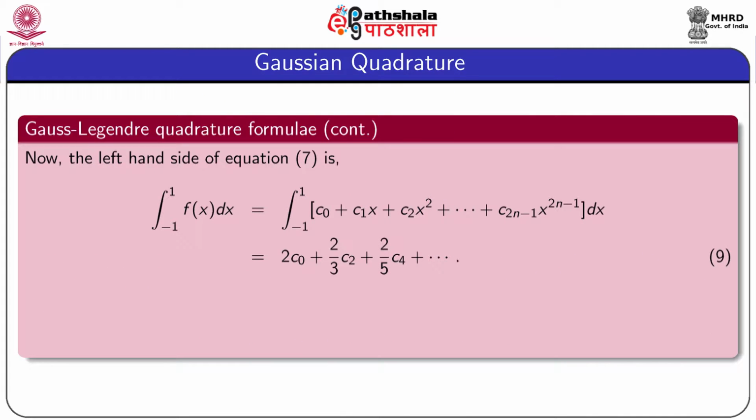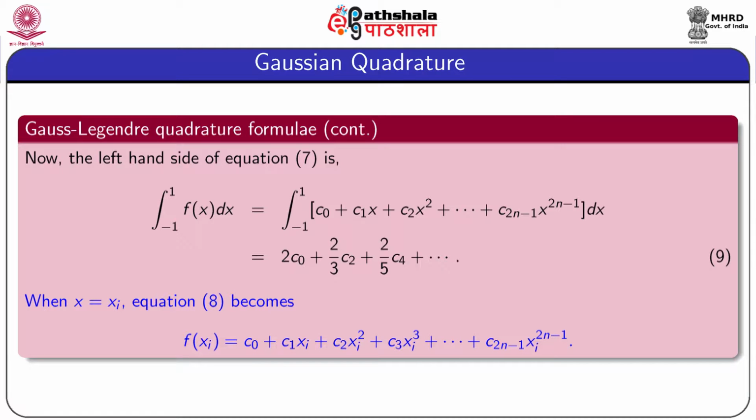Now, the left hand side of equation 7 is integration minus 1 to 1 f x dx, equal to integration minus 1 to 1 of the polynomial f x, and after term by term integration, we get 2c0 plus 2 by 3 c2 plus 2 by 5 c4 plus and so on.